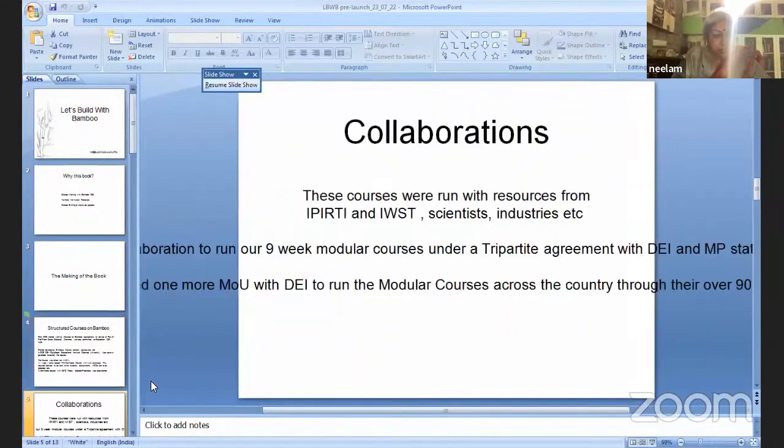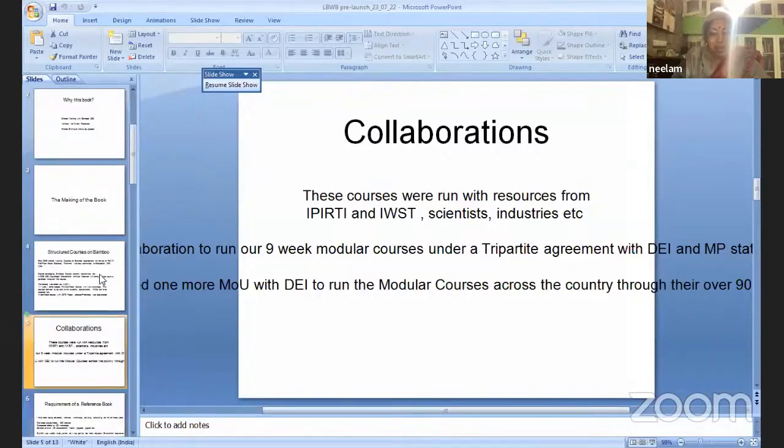And so these courses were run with resources from IPIRTI. IPIRTI is my alma mater for working with bamboo. All the directors and the scientists have been really very cooperative with me, both at IPIRTI and IWST. And there were other scientists and industries like Gromor Biotech, and many other people who have helped me to run these courses.